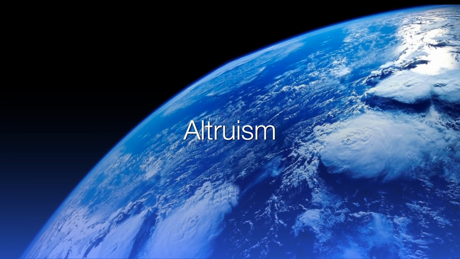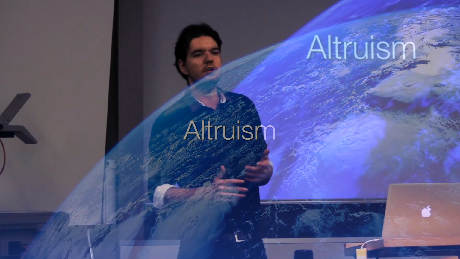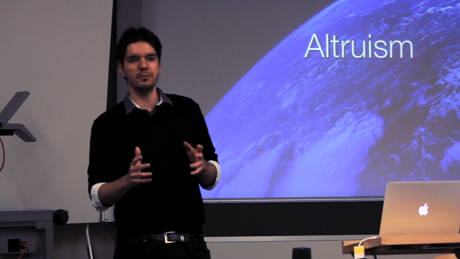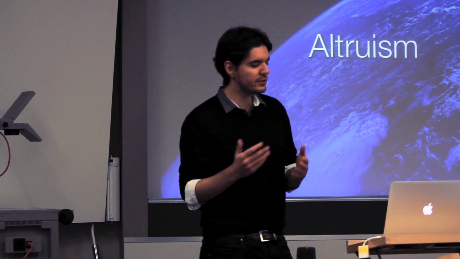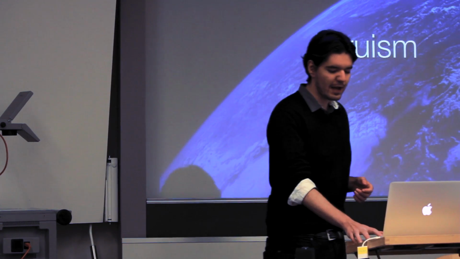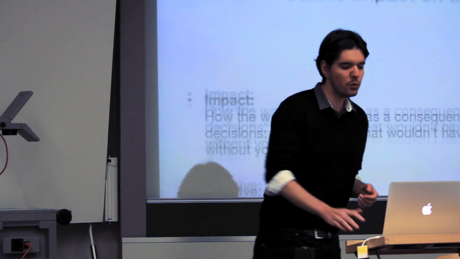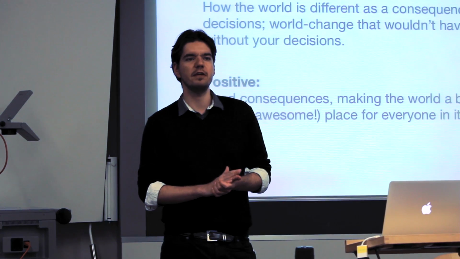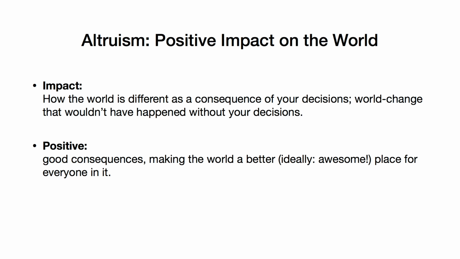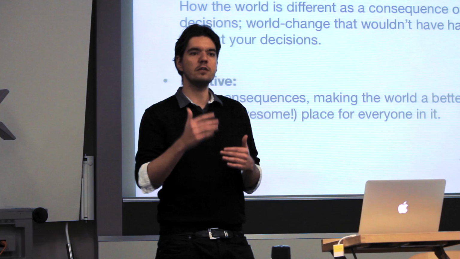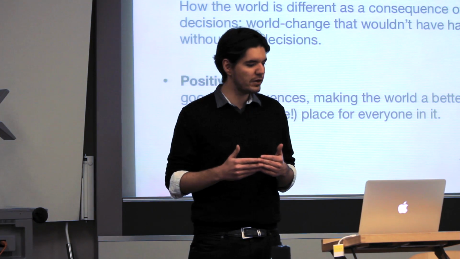Okay, thanks, Lucius. We've now heard an introduction on the first part of effective altruism, on effectiveness or instrumental rationality. And of course, the second part is altruism. Now, what is altruism? Altruism is basically about having a positive impact on the world. Here we got 2 components again. One, impact. And impact is simply the notion of world change, basically. So the world change that you cause with your decisions that wouldn't have happened otherwise. That's your impact.